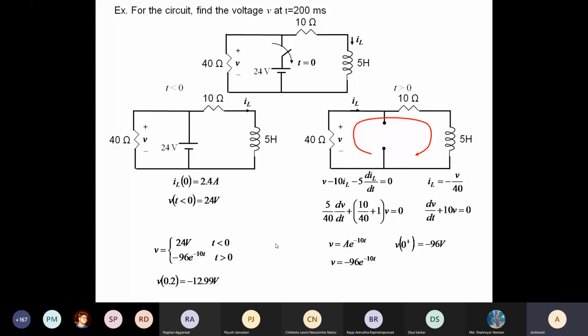Sir, I didn't get when the negative sign came. Why? Can anybody explain? Sir, because the current is in opposite polarity, in the opposite direction. See, how the current flows is from higher potential to lower potential. This is the IL. In a resistance, current flows from higher to lower potential, but IL is going from lower potential to higher potential. So the relation between V and IL is with a negative sign.